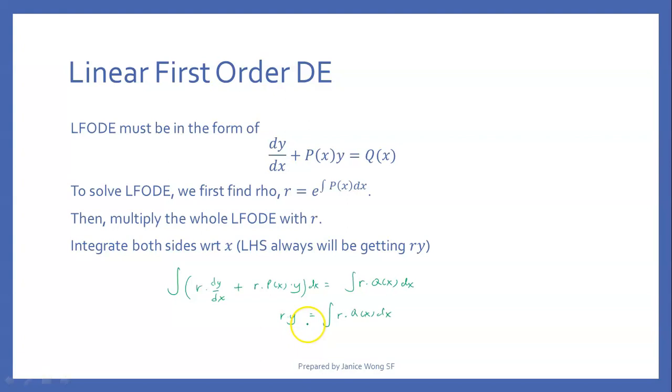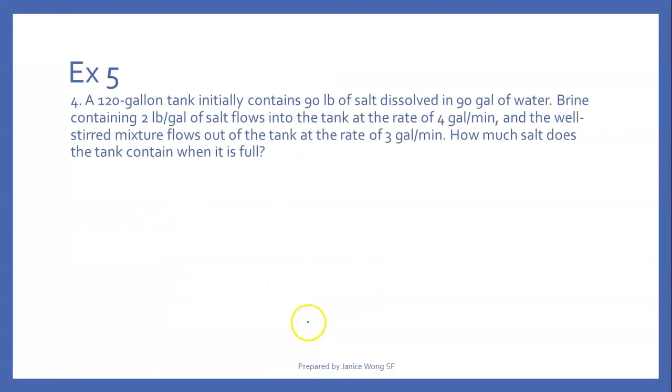Now, let's go to the application question. Example 5, number 4. A 120-gallon tank initially contains 90 pounds of salt dissolved in 90 gallons of water. Here there is a chemical tank. If it is full tank, it can carry up to 120 gallons of liquid. Initially, this tank has 90 pounds of salt and 90 gallons of water.